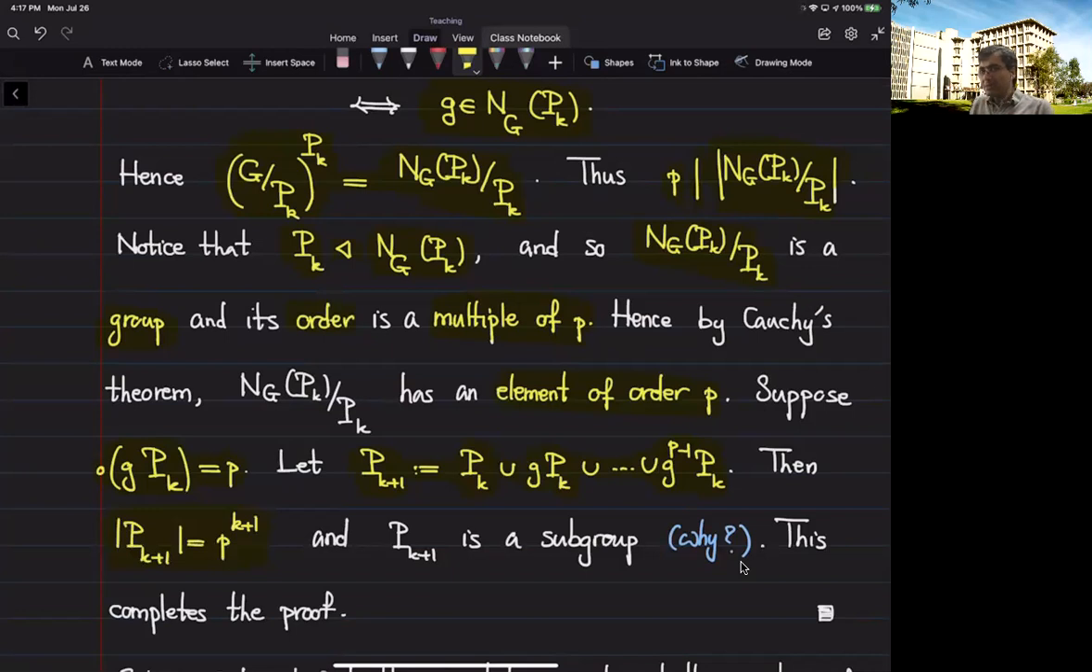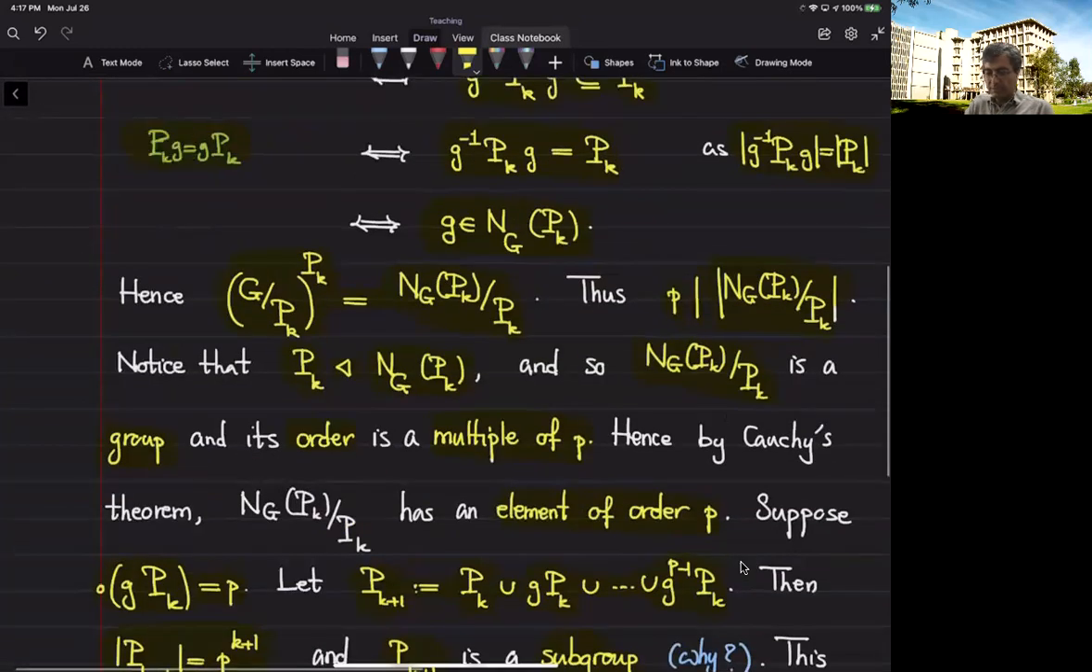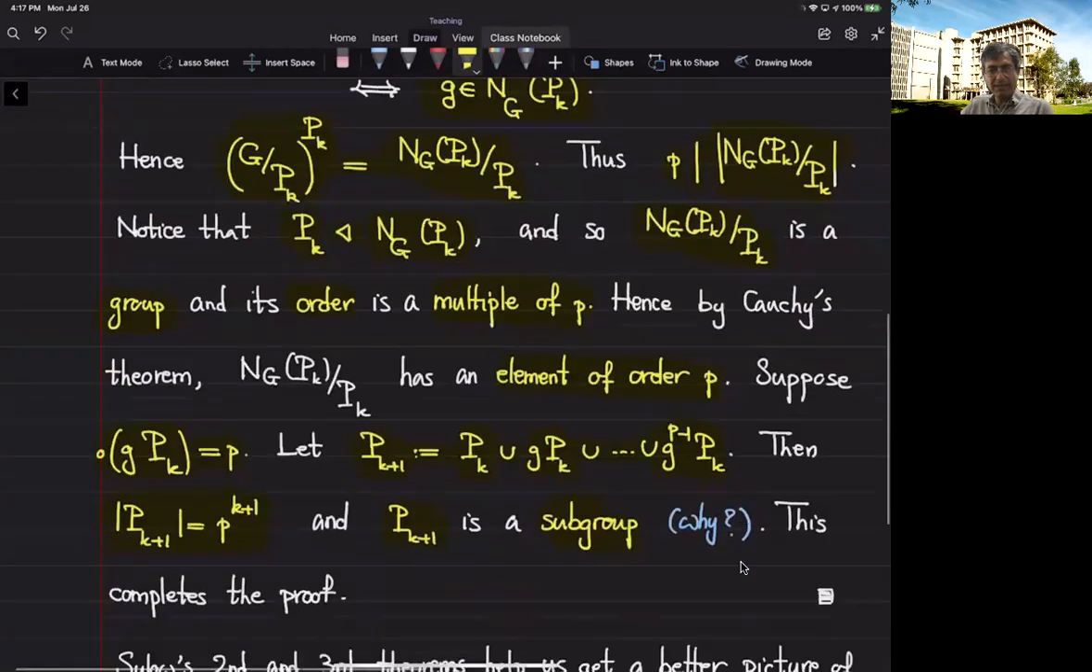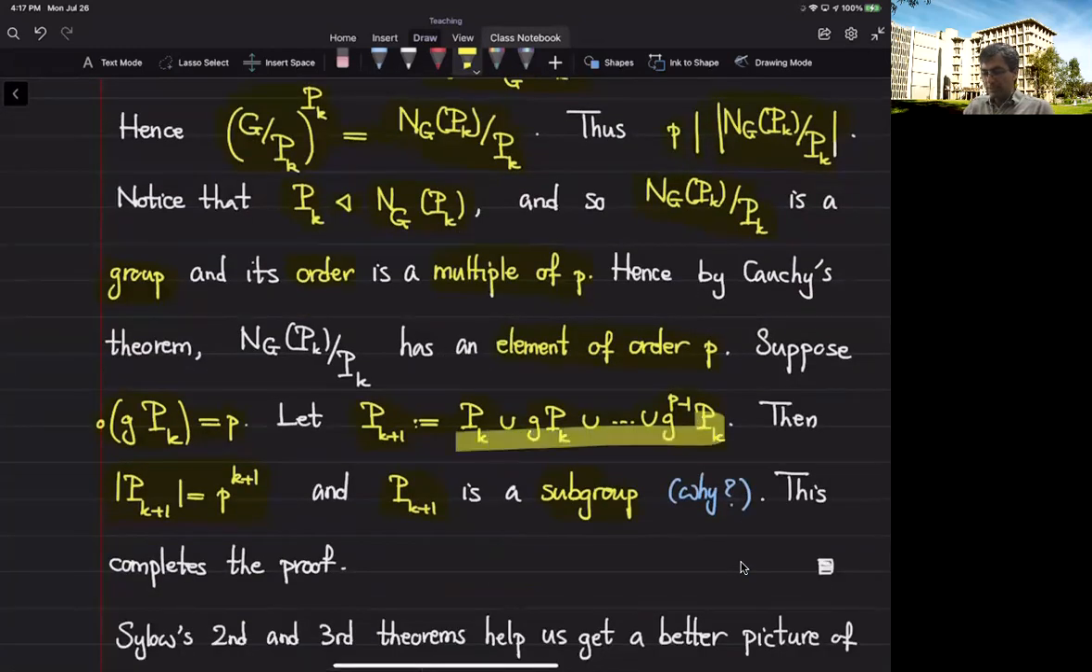And it's a good exercise for you to show that this is in fact a subgroup. Use the fact that P sub k G equals G P sub k to show that this is closed under multiplication and taking inverses. Therefore, it's a subgroup of order P to the power k plus 1, and it contains P sub k as a subset. That completes the proof. You see how we used group action and the induction process in order to prove Sylow's first theorem.